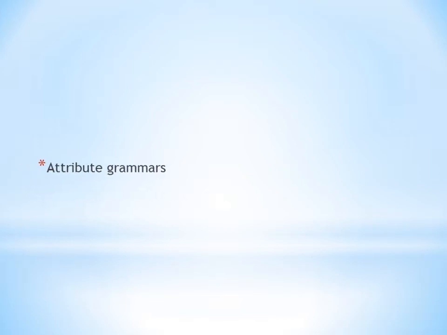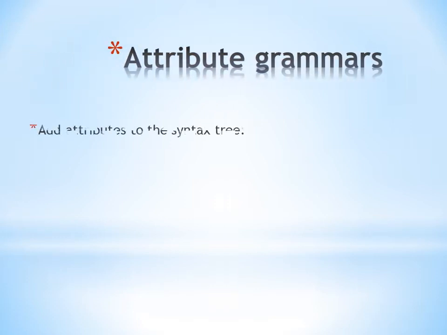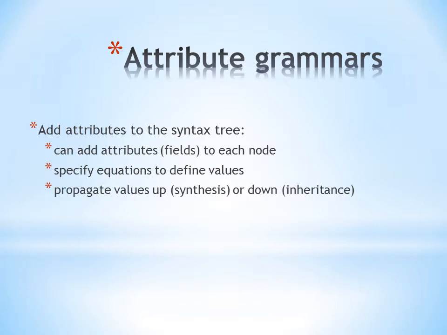Next, let us consider attribute grammars. Attributes could be added to the syntax tree. They can be added to each node. Then, we have to specify the equations to define values. Then, propagate values up or down.